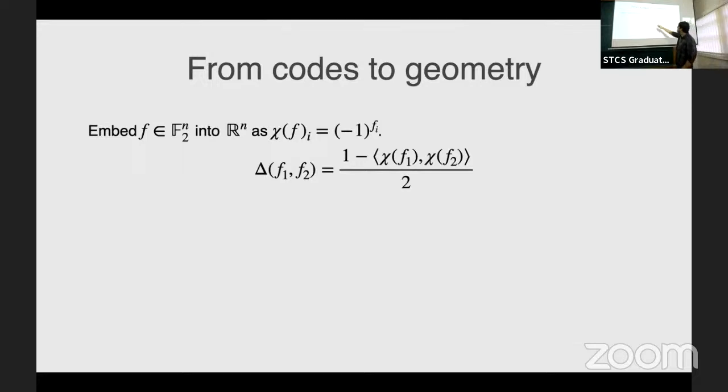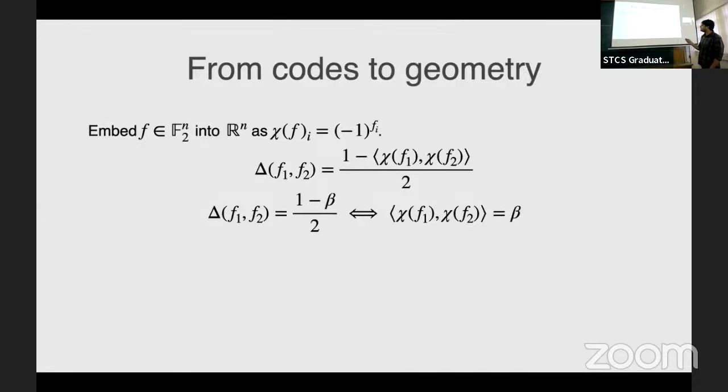So if the Hamming distance is delta between F1 and F2, the inner product would be 1 minus the corresponding distance. And if the Hamming distance is 1 minus beta over 2, which is typically the regime that we work in, that implies that the inner product is precisely beta. This is just translation between the two words.